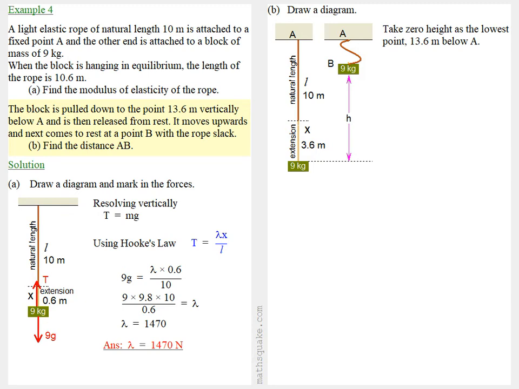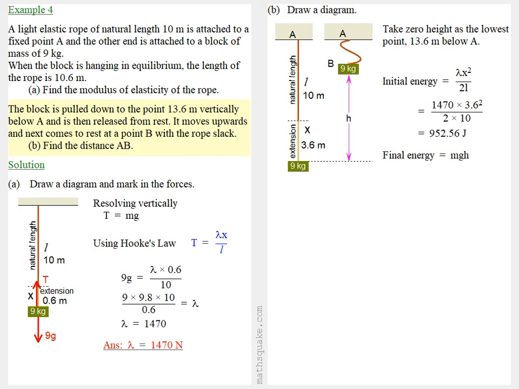Now initially the block is pulled down 13.6 meters, which means the extension is 3.6 meters. So the initial energy is only the elastic energy in the string. So that's lambda x squared over 2L, which is 1470 times 3.6 squared over 2 times 10. And that works out to be 952.56 joules.